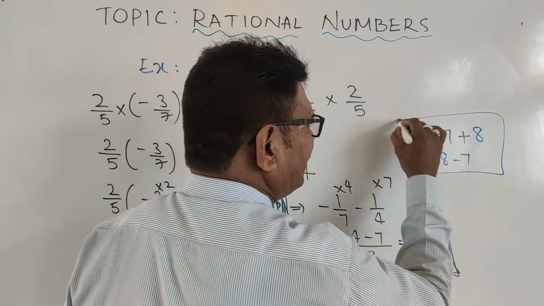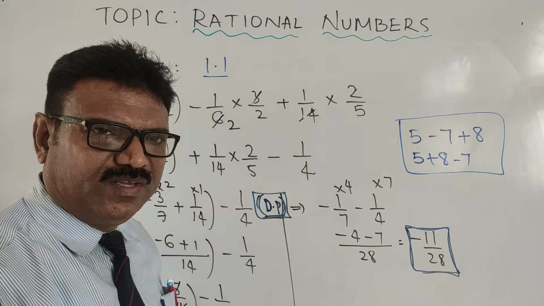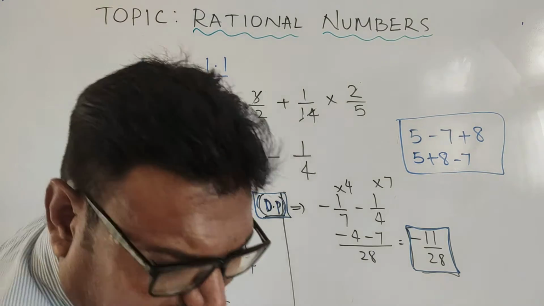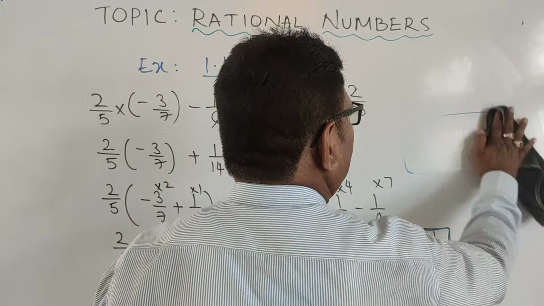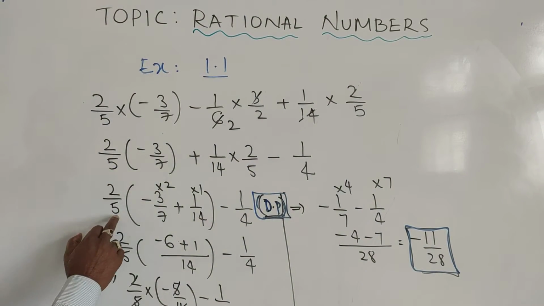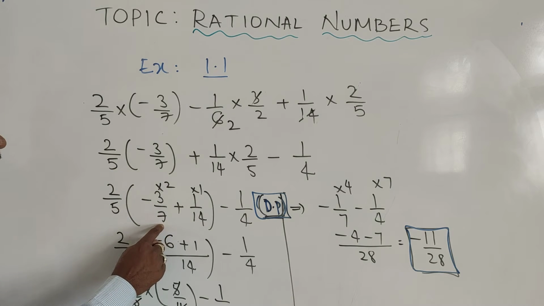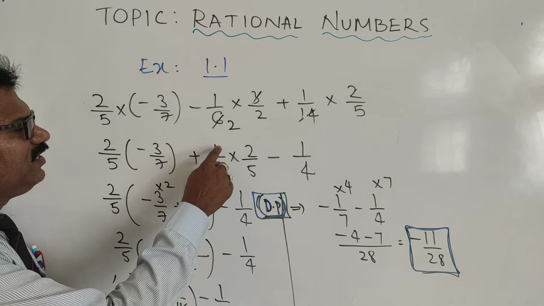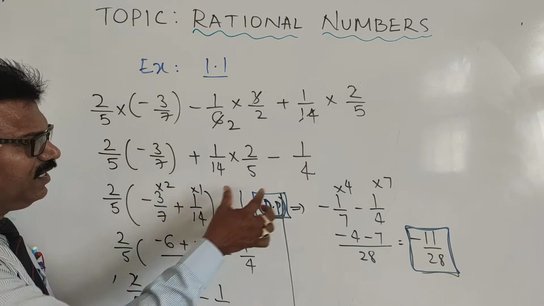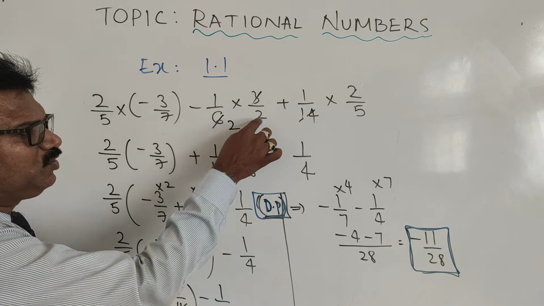Any problem for you? I am just rearranging them. I am not disturbing the problem. I have done it like this for my convenience. Now see, 2 by 5 I have taken common. In this, minus 3 by 7 is common, so 3 by 7 will be remaining. Plus, 2 by 5 gone, 1 by 14, 1 by 14 and minus 1 by 4, because 3 1 ja, 3 2 ja, 2 2 ja, 4, like this.